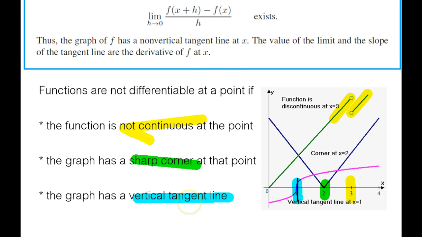Okay, now I want to clarify these functions. With the exception of the first situation, these graphs do have limits of the function at x equals 1 and at x equals 2, but it's not differentiable at x equals 1, 2, and of course at 3.